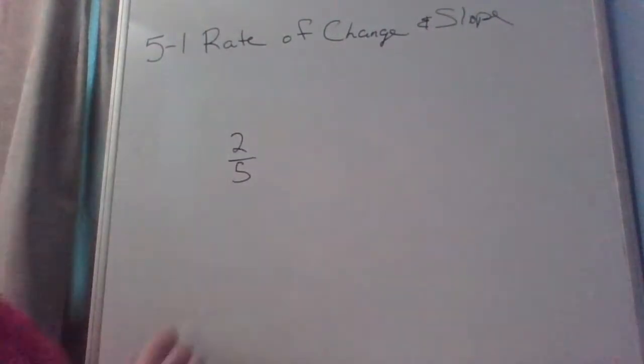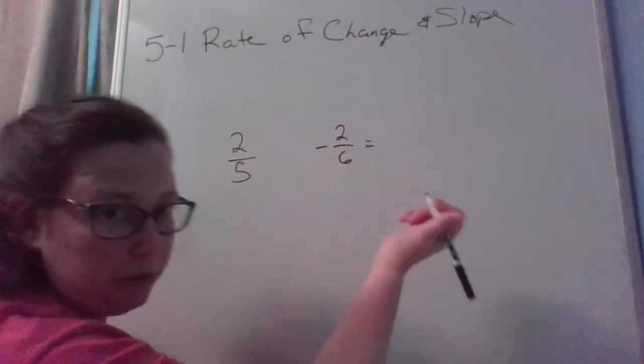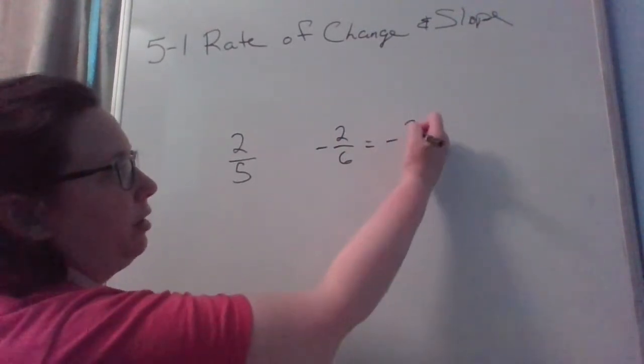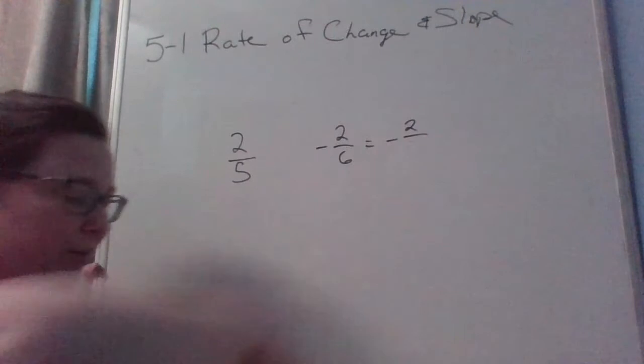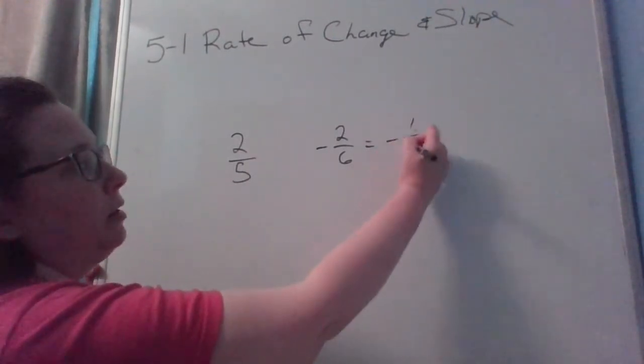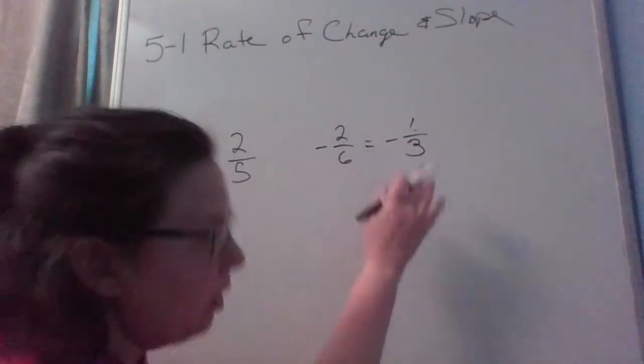So we will get negative 2/6, which we can reduce. And you reduce these the same as you do fractions. So we're going to divide our numerator and our denominator by 2. 2 divided by 2 would be 1. So we get negative 1/3 for our slope there.